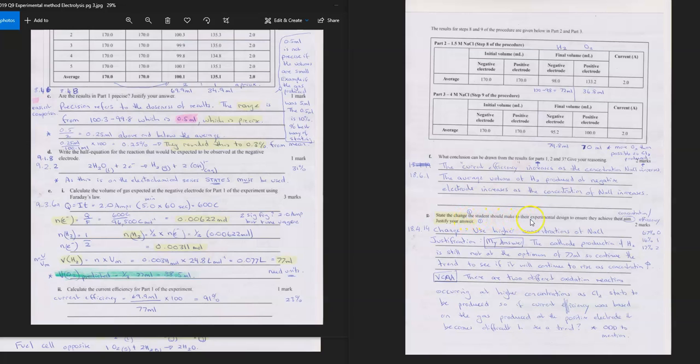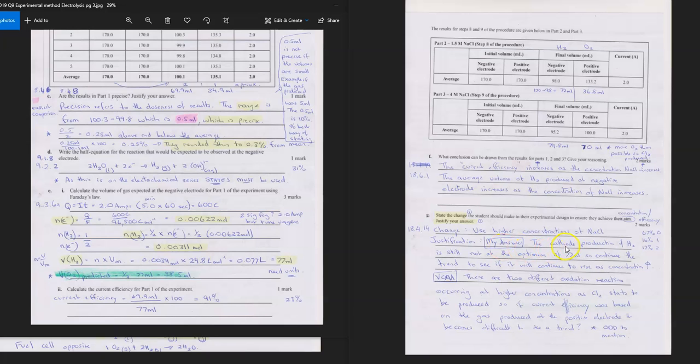State the change the students should make to their experimental design to ensure they achieve their aim. Their aim is to connect concentration of salt to the efficiency. You can see that we still haven't got our efficiency up to what it should be, 77 mils produced. So you may as well keep increasing the concentration of salt to see if the hydrogen being produced will keep increasing. So use higher concentrations of salt.